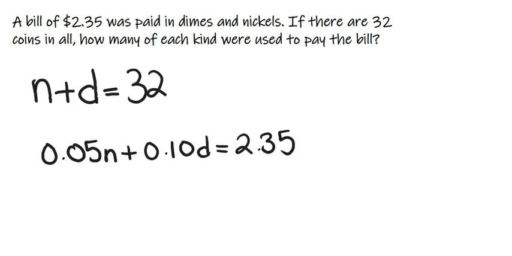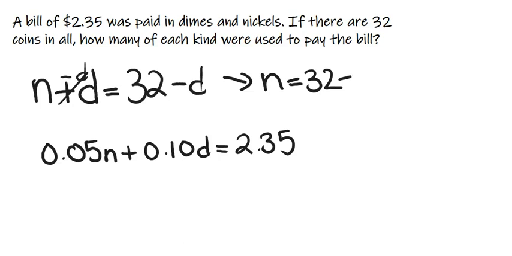Notice that you can get the value of a variable out of the first equation just by rearranging it. Let's get the value of N. To get the value of N, we'll need to subtract D on both sides of the equation, because whatever we do on one side of the equation, we have to do it on the other. Positive D and negative D cancel out. And here, we'll subtract D too. And this will give us N is equal to 32 minus D.